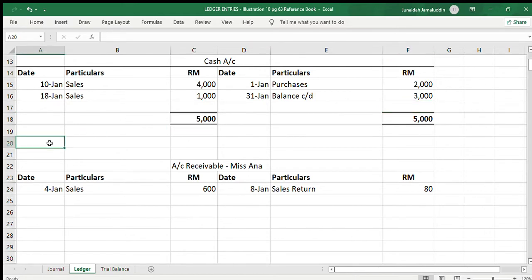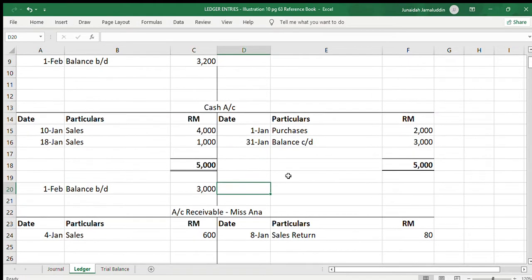So kita tulis sini, dia punya tarikh 1 Februari. So dia akan jadi balance BD. Balance BD sebanyak 3,000. So kita tarik balance CD tu ke bulan yang berikutnya, bulan Februari. So dia jadi balance brought down sebanyak 3,000. Balance brought down ni adalah baki awal, baki pada awal bulan. So yang ni madam unboldkan. Alright, so we are done balancing off the cash account.